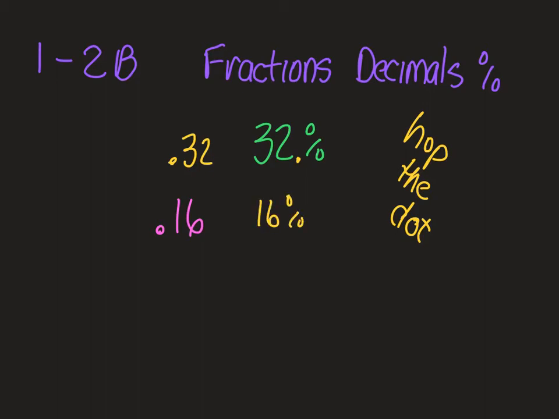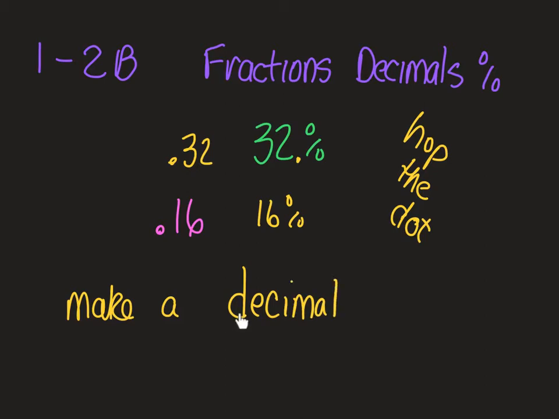Okay, so here's kind of a silly, goofy way of remembering it. If we want to make something a decimal, the word decimal starts with a D. And a D has a stick and a D has a hoop. Okay, stay with me here. If I want to make something a percent, it also has a stick and a hoop. Here's my stick, here's my hoop.